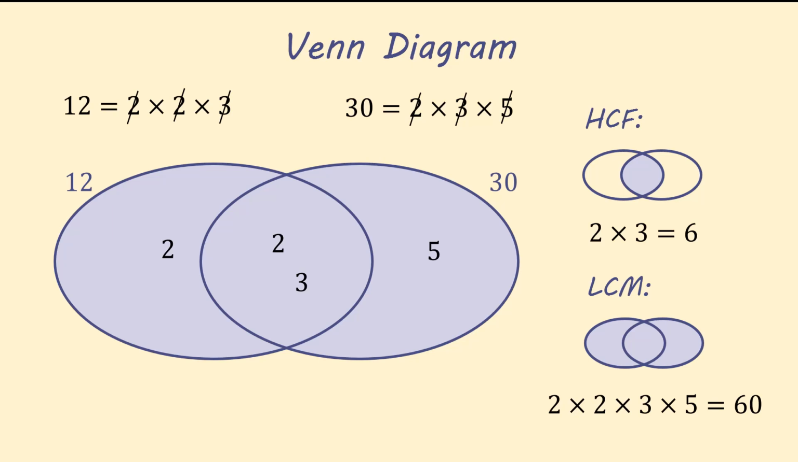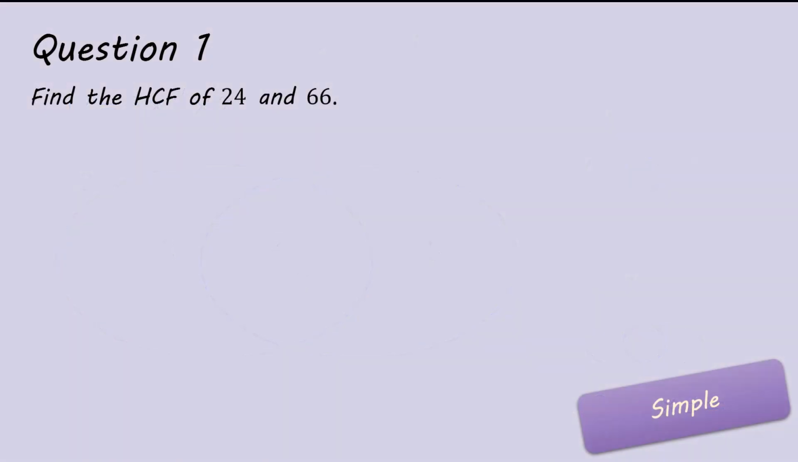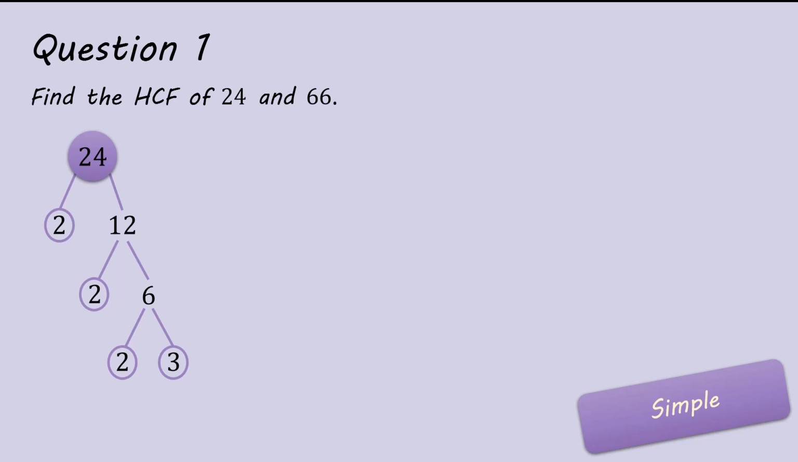Let's try some questions. Question 1. Find the highest common factor of 24 and 66. Use prime factor decomposition to write 24 and 66 as the product of their prime factors. 24 is 2 multiplied by 12. Circle 2 and write 12 as 2 multiplied by 6. Circle 2 and write 6 as 2 multiplied by 3. Therefore 24 is equal to 2 times 2 times 2 times 3.